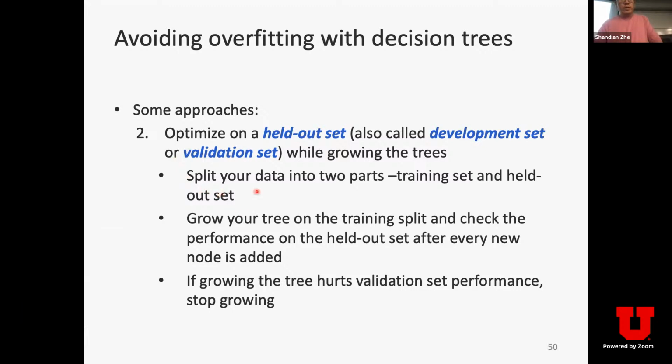To summarize, we split our data into two parts: one is the training set, one is the held out set. Then we grow our tree on the training split and check the performance on the held out set after every new node is added. If growing the tree hurts the validation set or held out set's performance, then we stop growing. That's another commonly used strategy.